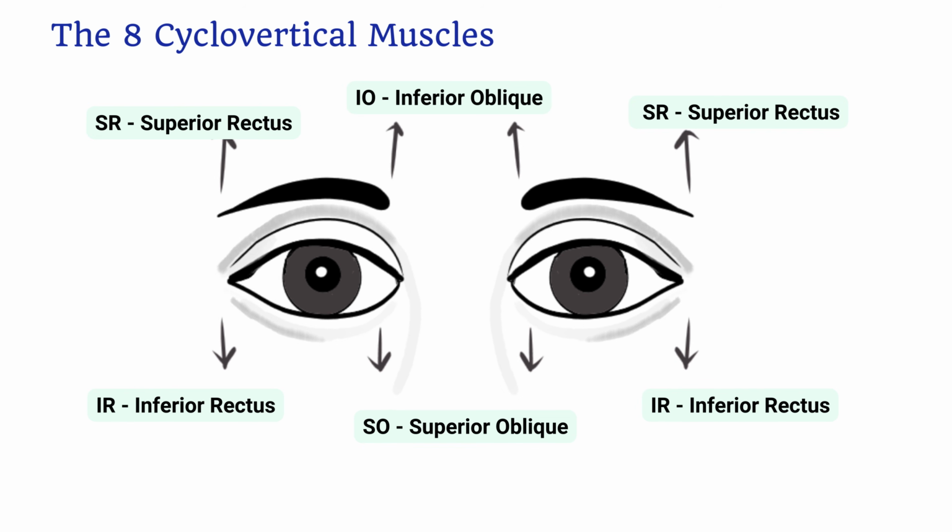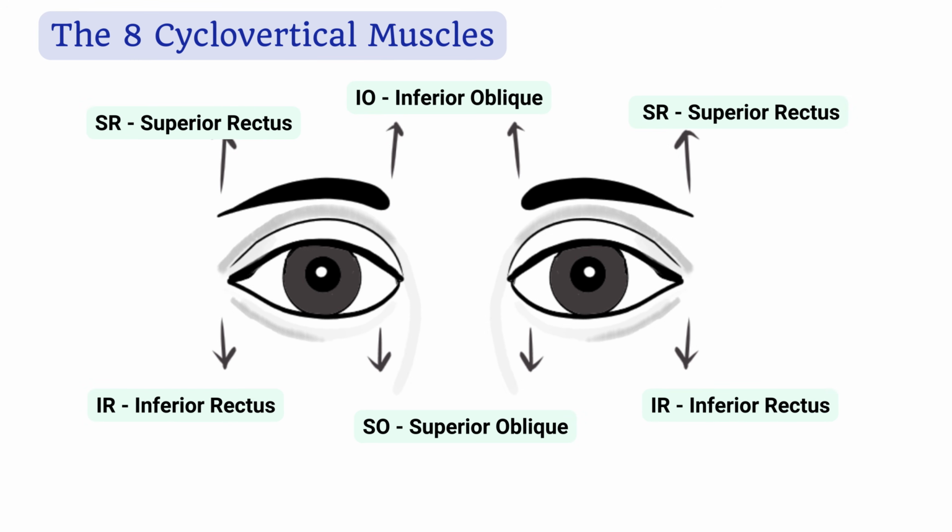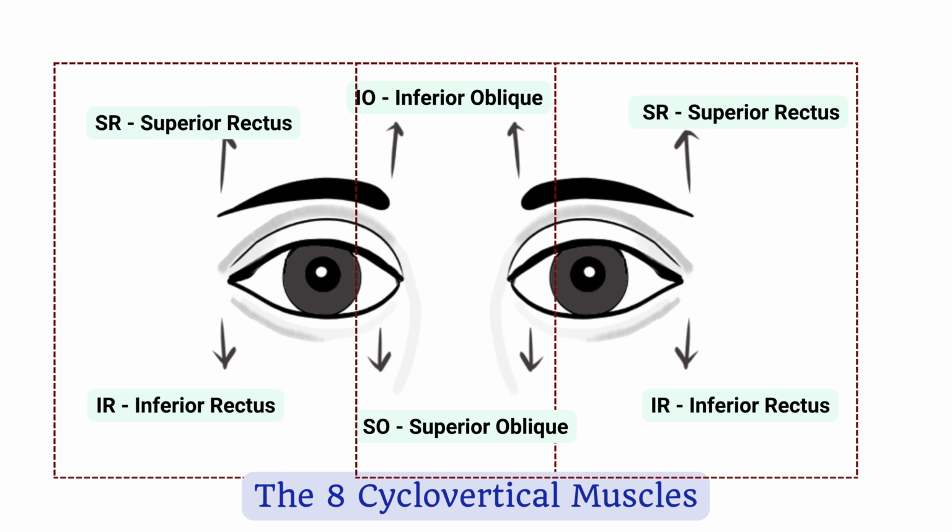So what are cyclovertical muscles? Cyclovertical muscles are muscles that are involved not only in the vertical movements of the eye, but also have a cyclotorsional action. That means they can also cause a torsional movement, either intorsion or extorsion. In total, we have 8 cyclovertical muscles, 4 in each eye: superior rectus, inferior rectus, superior oblique, and inferior oblique of each eye. Let's discuss their roles.